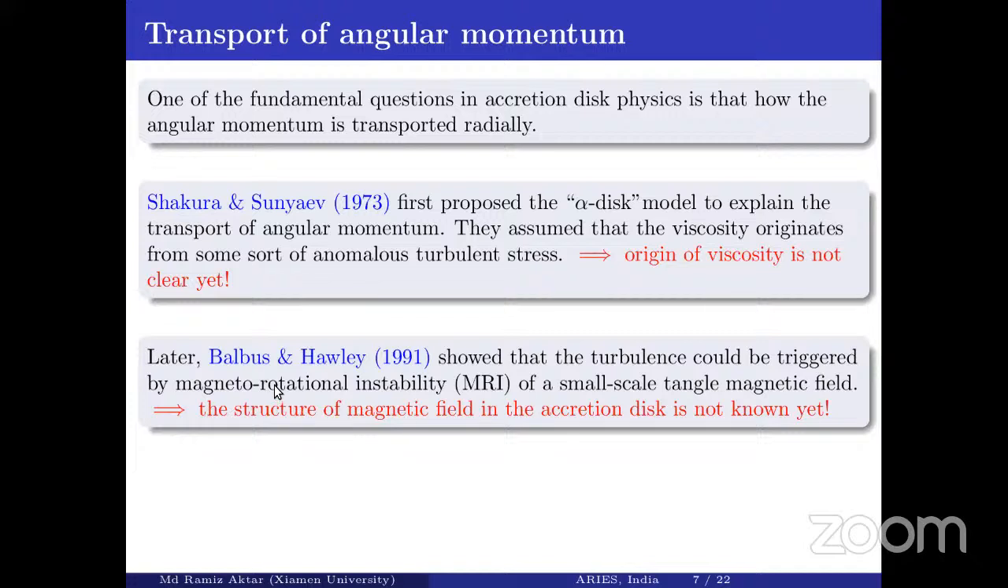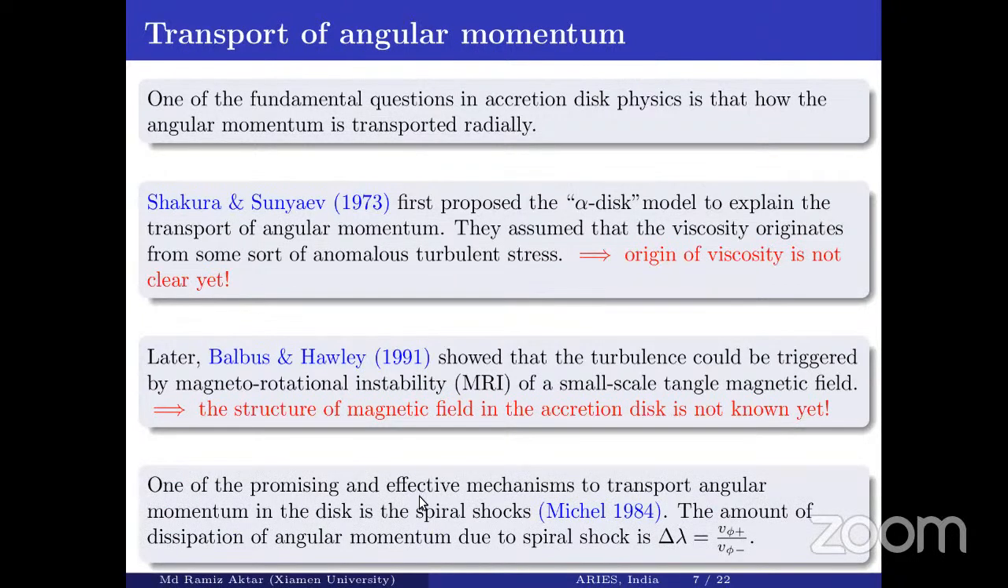Another proposed model is magnetorotational instability, popularly known as the MRI. It is triggered by the small scale tangled magnetic field in the accretion disks. There are also some problems, as we don't know the structure of the magnetic field in the accretion disks. So this is also a debatable subject, the origin of viscosity as well as the structure of the magnetic field. But on the other hand, an effective transport mechanism of angular momentum is basically the spiral shock.